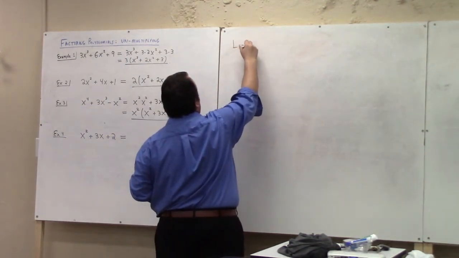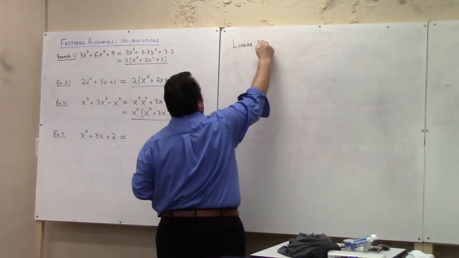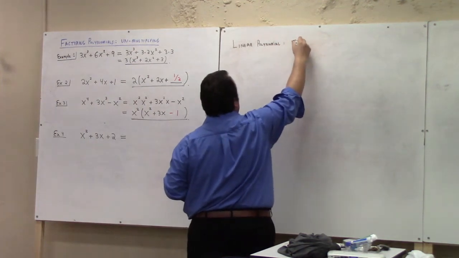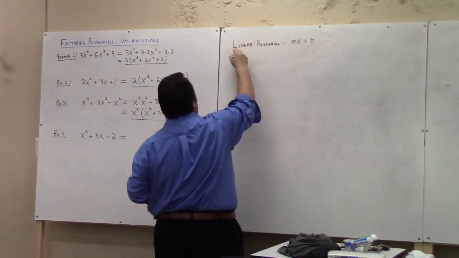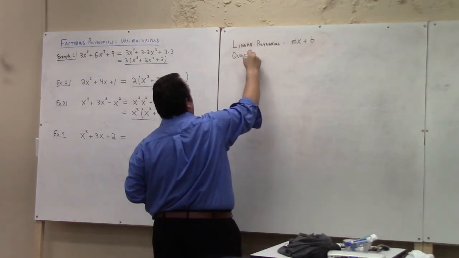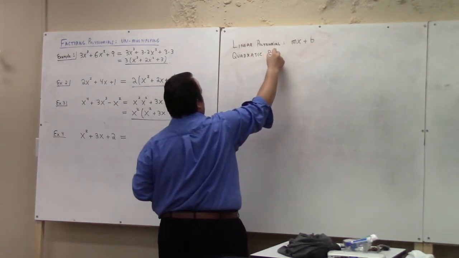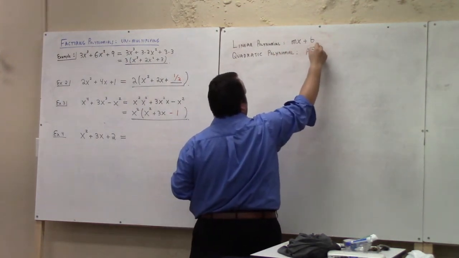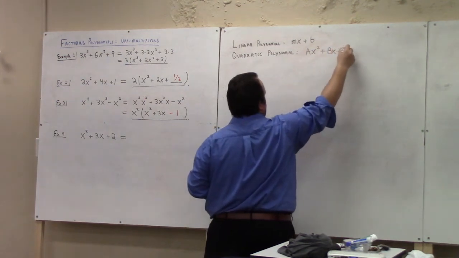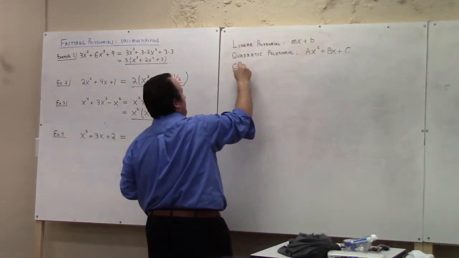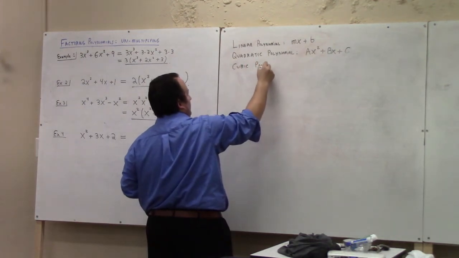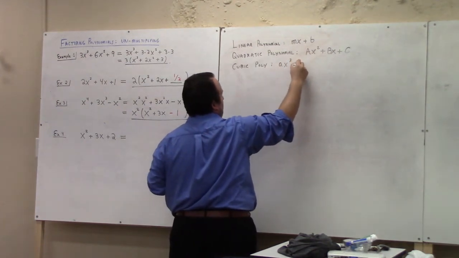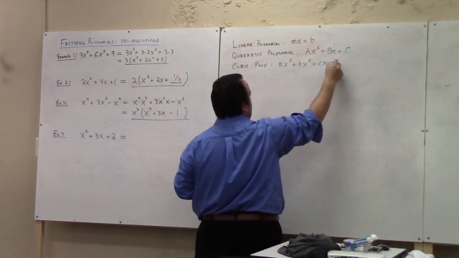When I say linear polynomial, that means something of the form mx plus b. That's a linear polynomial. A quadratic polynomial, what does that look like? Something of the form ax squared plus bx plus c, right? What's a cubic polynomial? That looks like something like ax cubed plus bx squared plus cx plus d.